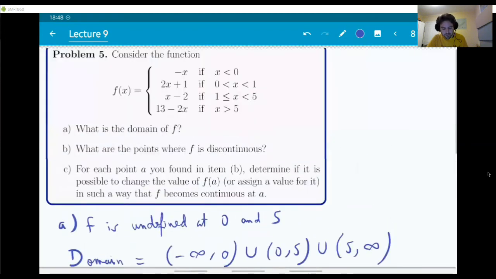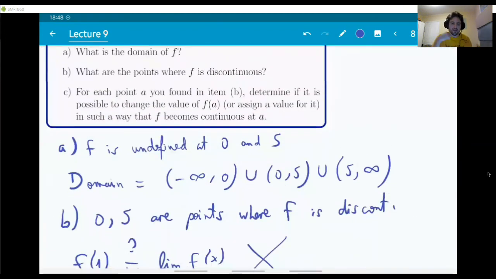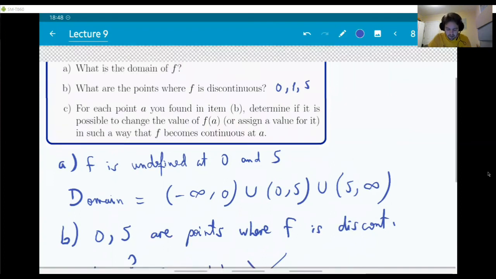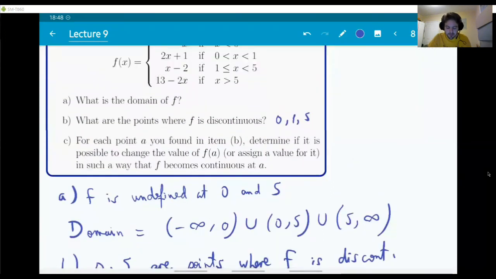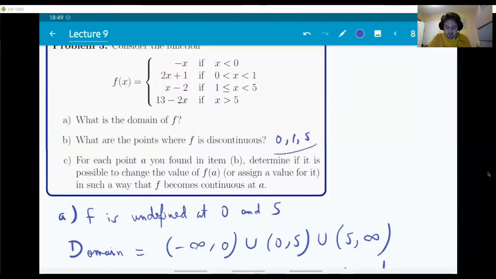Let me scroll up to read that. For each point A you found in item B, so those numbers 0, 1, and 5, determine if it is possible to change the value of f of a or assign a value if it doesn't exist in such a way that f becomes continuous. This is a common type of problem. You have a discontinuous function at specific places, but then you want to ask, can we extend the function in a continuous way, or maybe change the values to make it continuous?